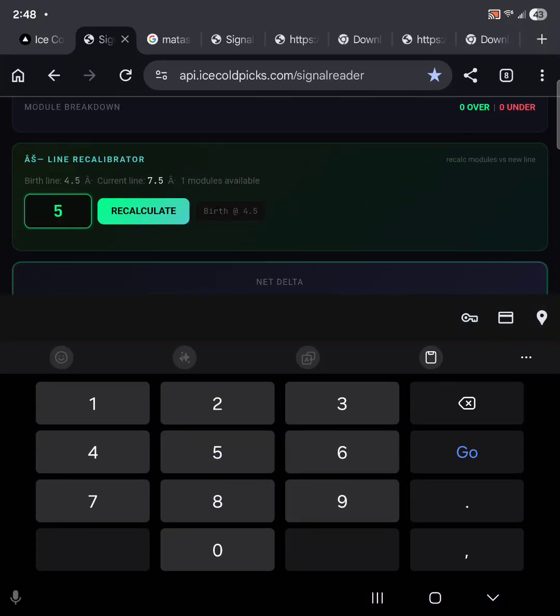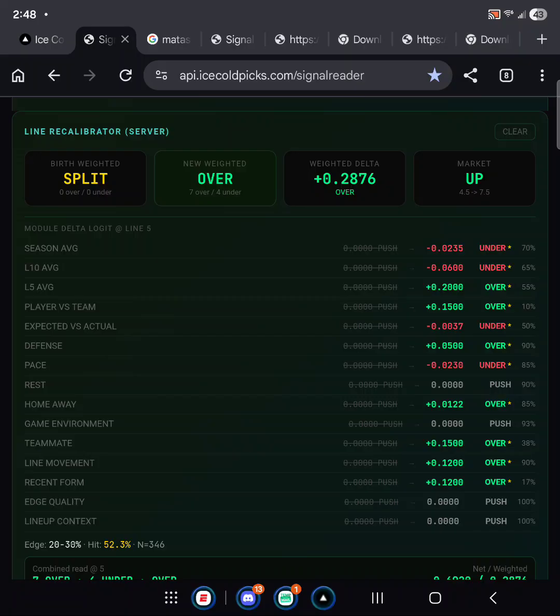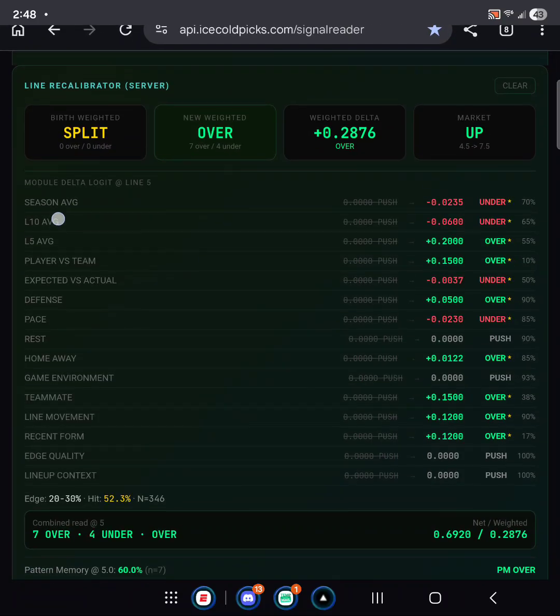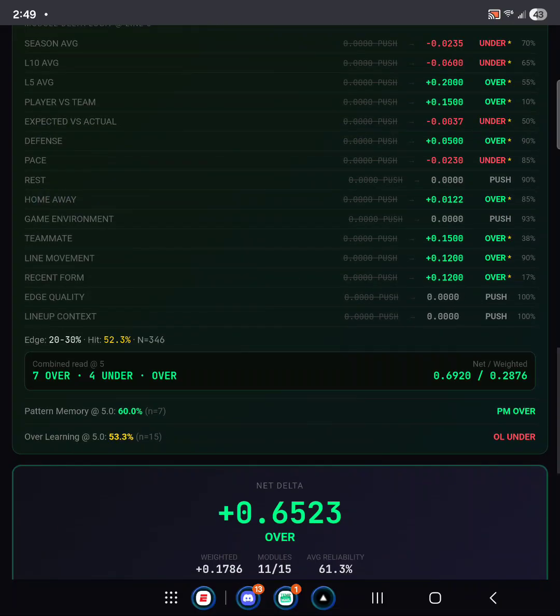But we do it on here. Recalibrate it. And you see a lot more detail now. Season average is under, last 10 average is under. This is where I would fact check. This is where I would go to the website and fact check.